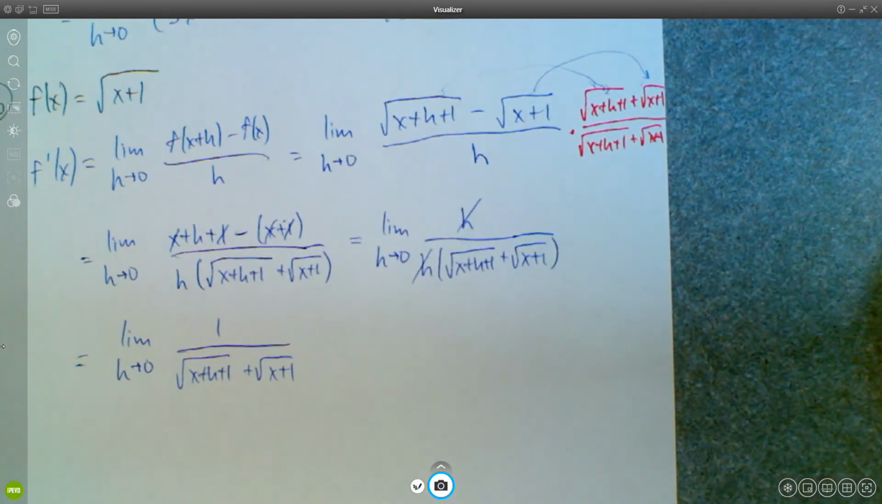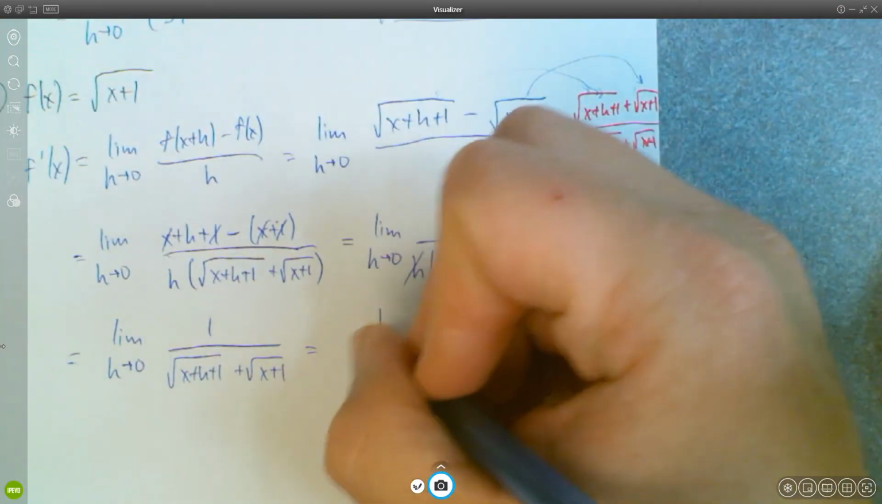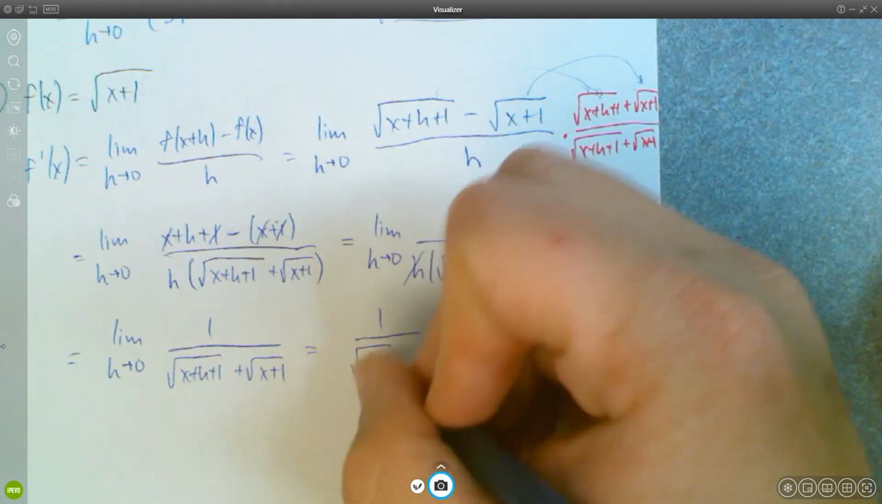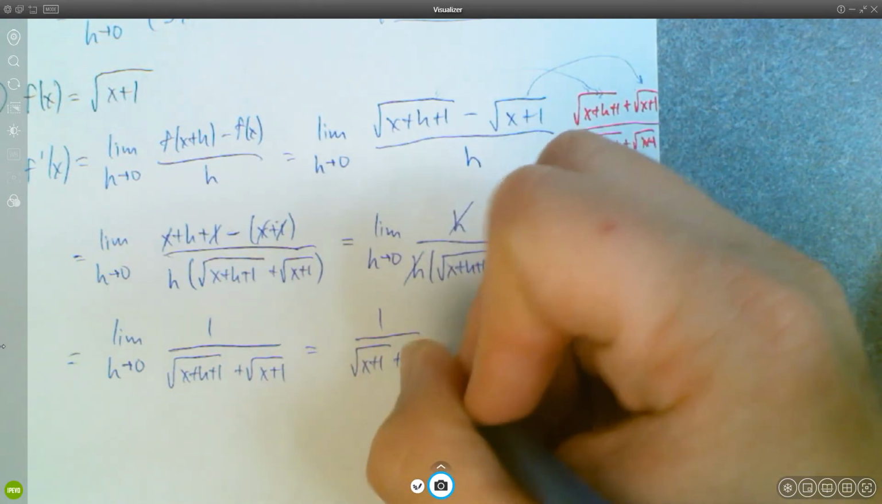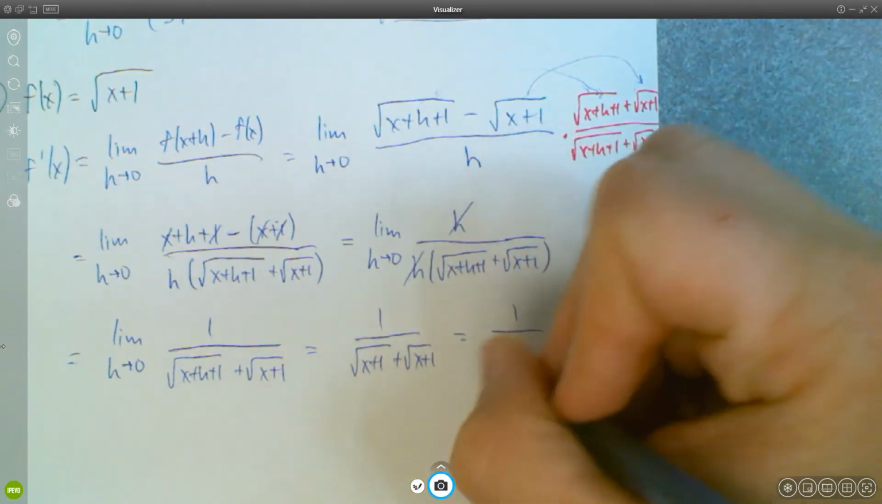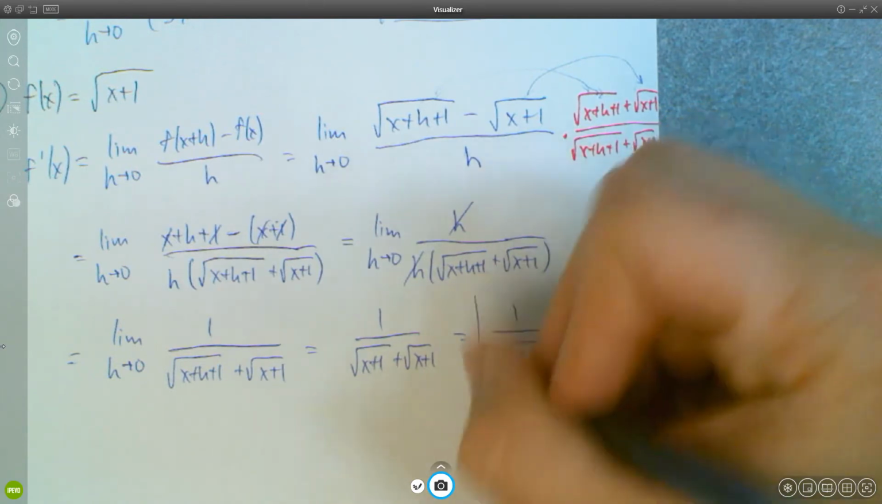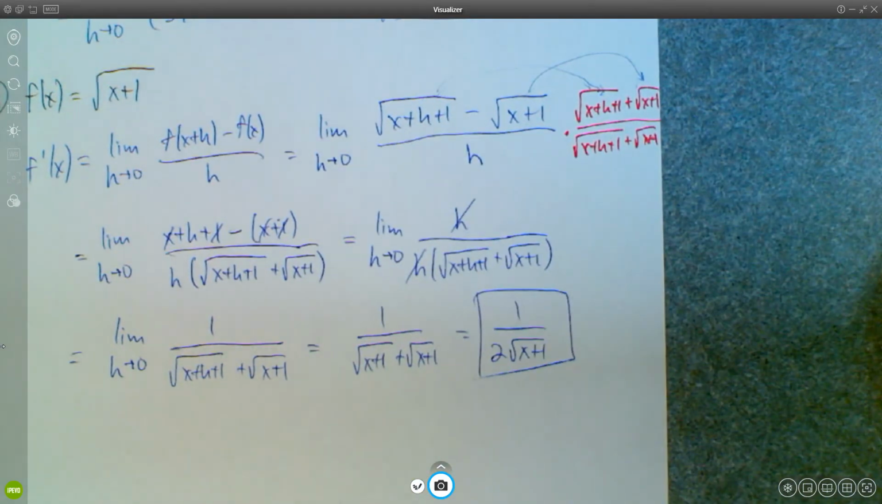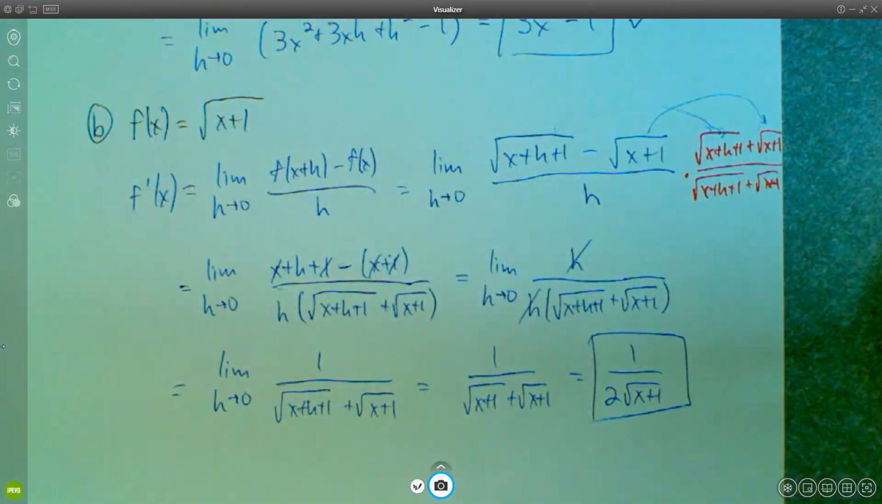And now if I plug in 0 for h, I get 1 over square root x plus 1 plus square root x plus 1. And that's just 1 over 2 times the square root of x plus 1. So there's that one. Okay, so that's how we calculate derivatives.